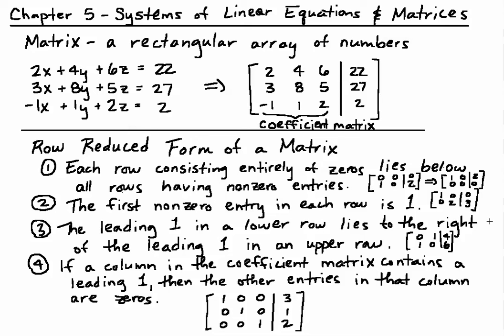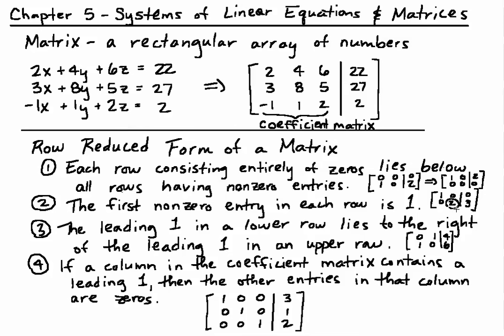Number two, the first non-zero entry in each row must be 1. And this is called a leading 1. So in this matrix here, the first row is fine. The first non-zero entry is 1, but in the second row, the first non-zero entry is 2 and not 1. So that's why that is not in row-reduced form.